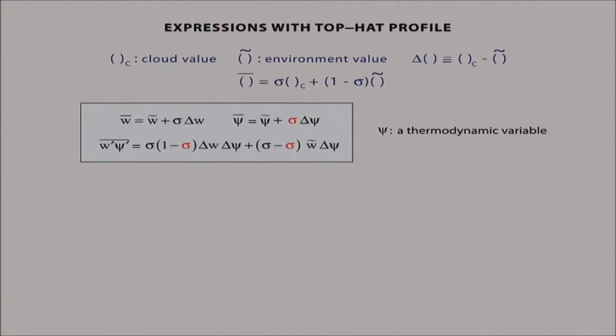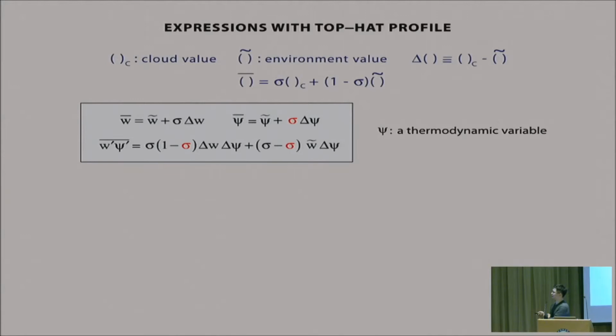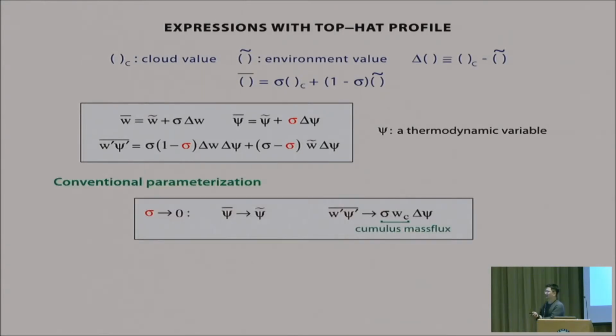By that notation, we have our eddy transport, w'phi', where phi can be any thermodynamic variable. Here we can think of it as moist static energy. It can be written in this form: sigma (1 minus sigma) times the product of the cloud-environment differences, plus this term. Now the difference between the conventional parameterization and the unified parameterization is that in the conventional parameterization, we assume that the cloud-environment difference is small, so we assume that sigma is close to 0. So we use a mass flux approach to parameterize this eddy transport.